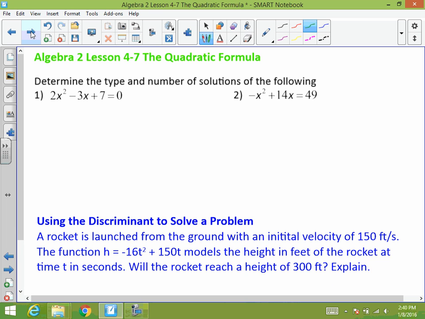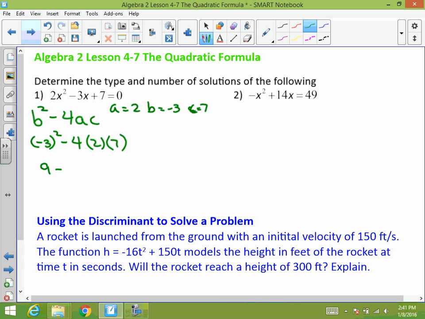So let's look at something. We're just going to determine the type and the number of solutions given the following equation. So if I have the equation 2x squared minus 3x plus 7 equals 0, I'm just going to do the b squared minus 4ac part. Okay, so a equals 2, b equals negative 3, and c equals 7. So b squared is negative 3 squared minus 4 times 2 times 7. So 9 minus 4 times 2 is 8, 8 times 7 is 56.